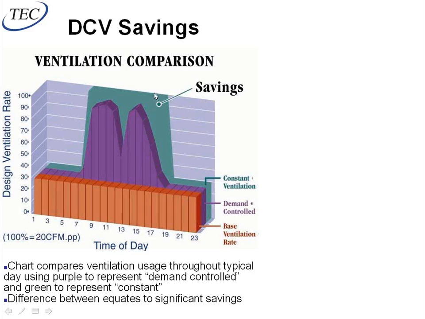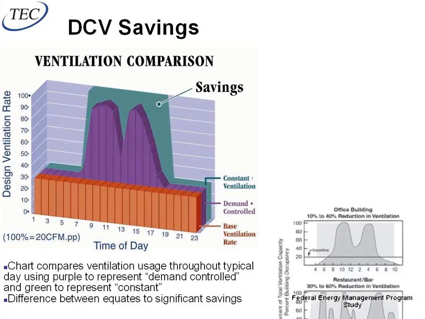So everything between purple and green is energy savings. Green is what I would have had it designed for on a normal building. Purple is where I'm going to modulate back to because I only have so many people there at a given moment in time.